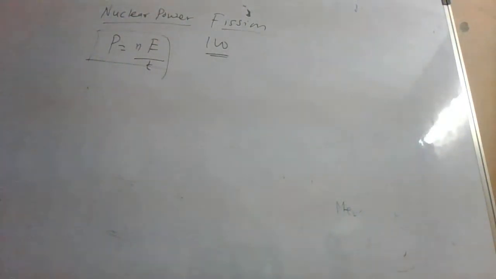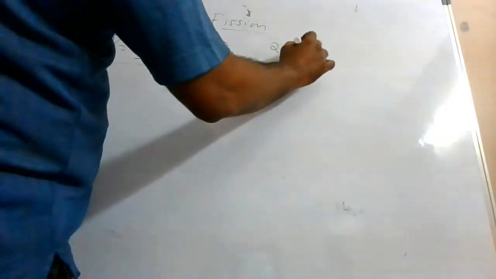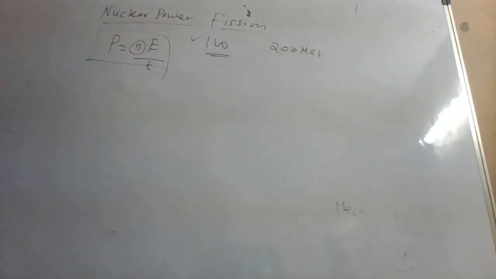Now let us say power is 1 watt. You know that in one fission process 200 million electron volts of energy is created because of the mass defect concept I told you. So how many fissions should happen to create 1 watt of power? What is 1 watt? 1 joule per second. So T is equal to 1 second here.